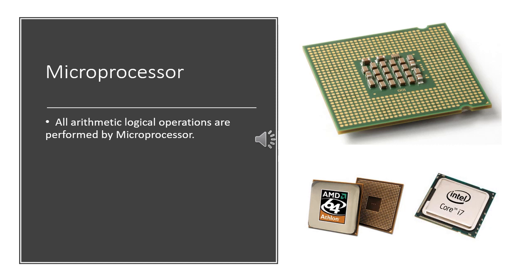Microprocessor. In our earlier classes, we have studied CPU is the brain of the computer. But actually, microprocessor is the brain of the computer. Do you know why? Because all the calculations, comparisons, all the processing is done by microprocessor. So we can call microprocessor as the brain of the computer.